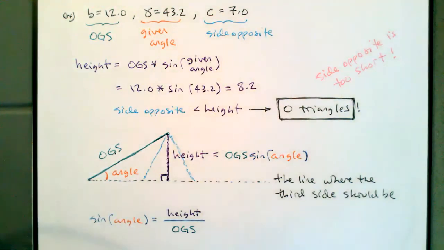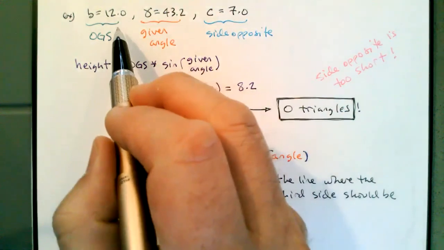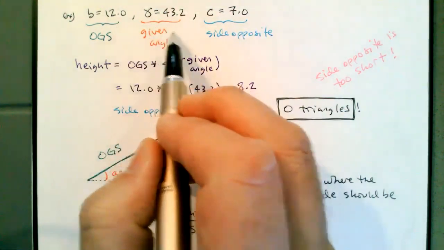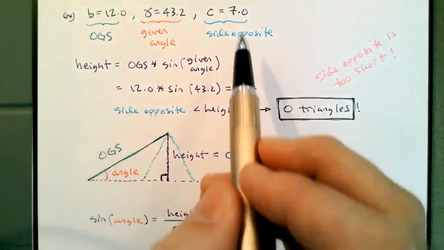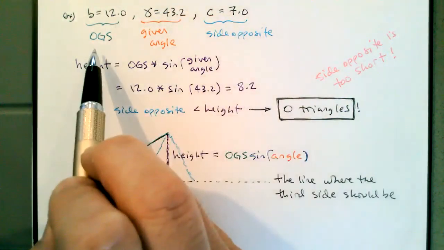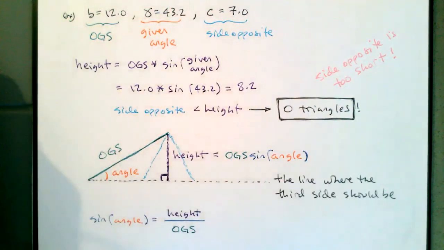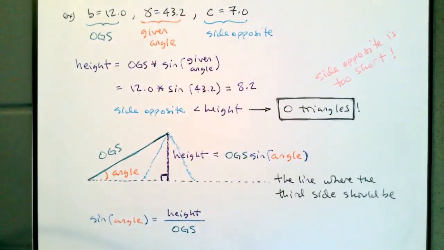So if I set up this problem with a 12 for B, gamma is 43.2, and C is 17, I wouldn't even have to worry about the height. The side opposite is greater than the other given side, so we'll have one triangle. So once again, I wanted to go over this because there's been some question about how to determine the number of triangles that you have in the ambiguous case of the law of sines.